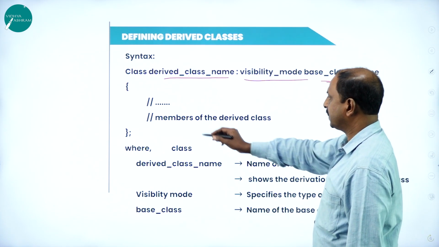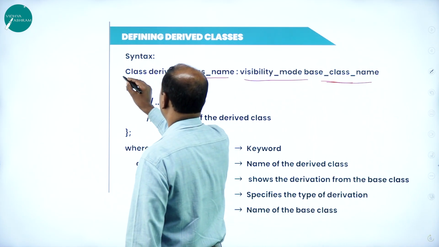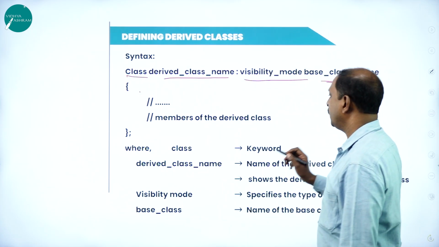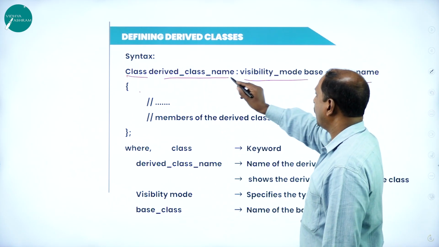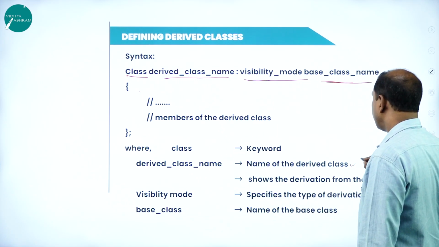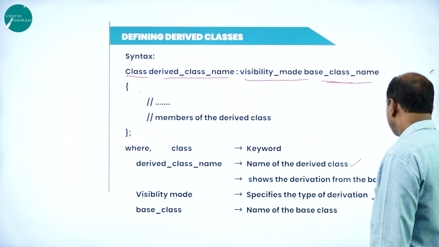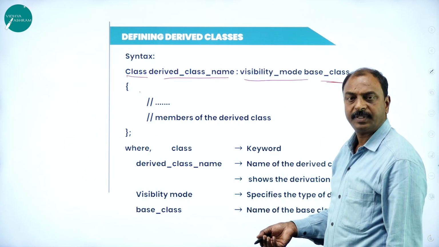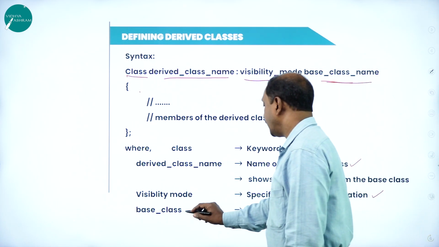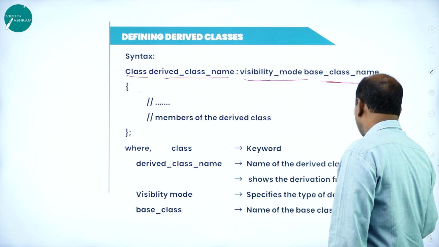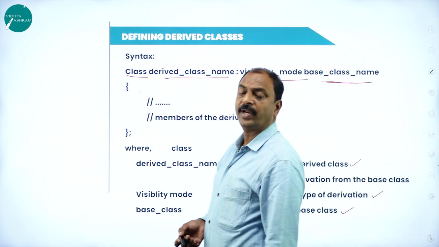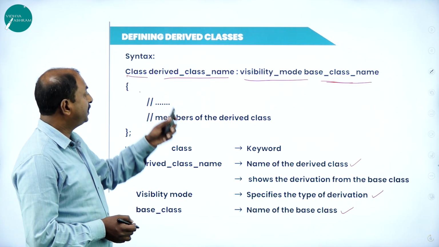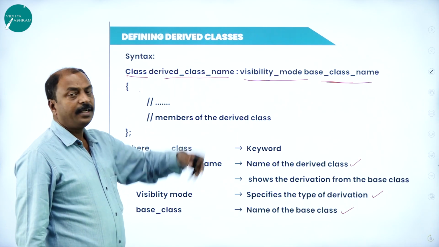Now let us see in this example where class is a keyword, derived class name is the name of the derived class, and visibility mode is nothing but either public, private or protected visibility modes. Next one is base class, the name of the base class or parent class whose properties are inherited by the derived class. So this is the syntax of defining a derived class.